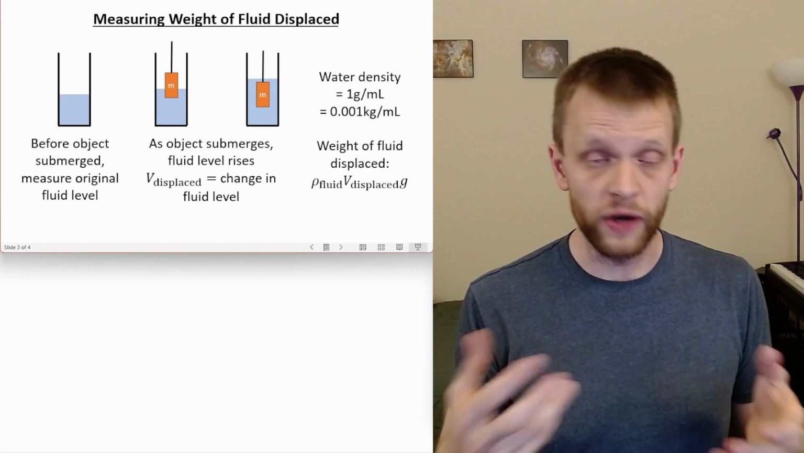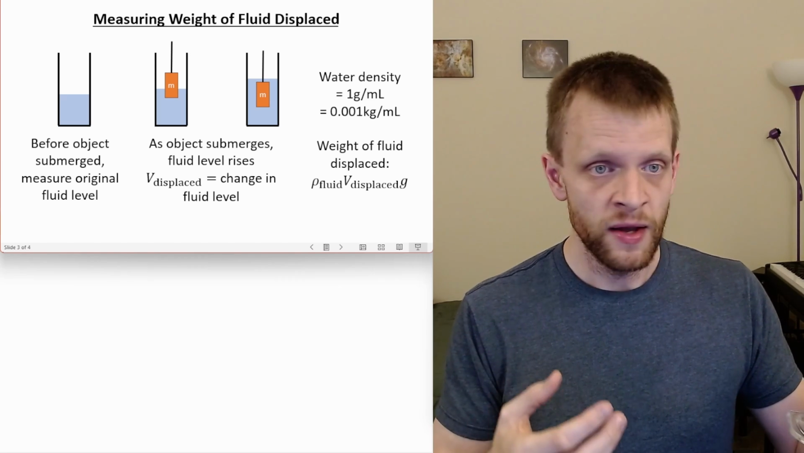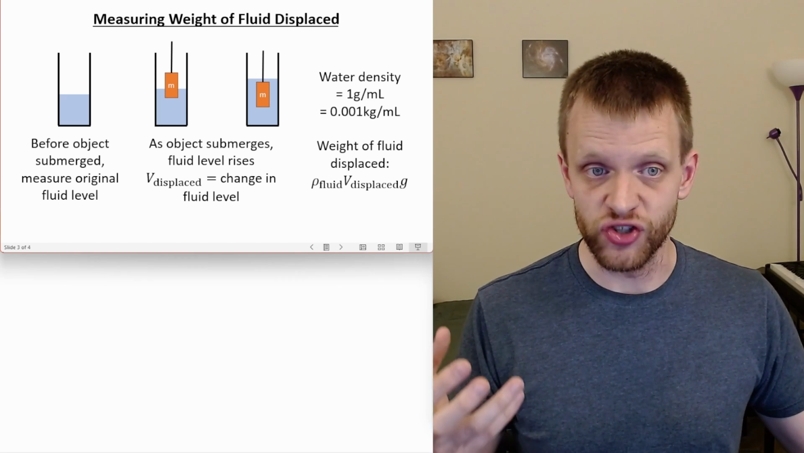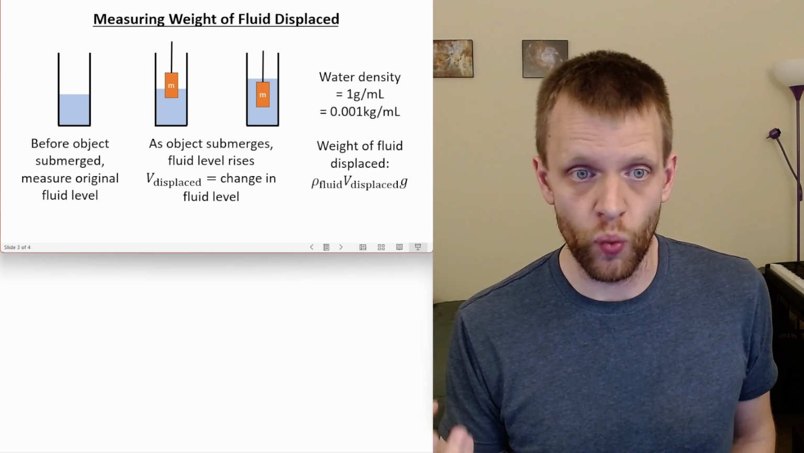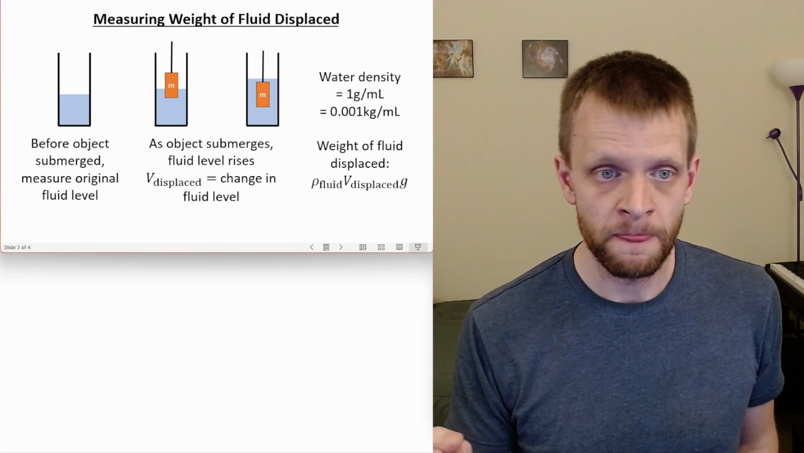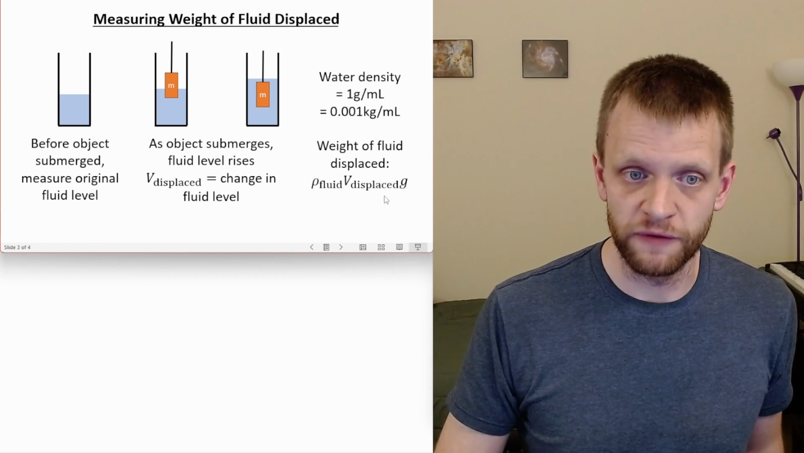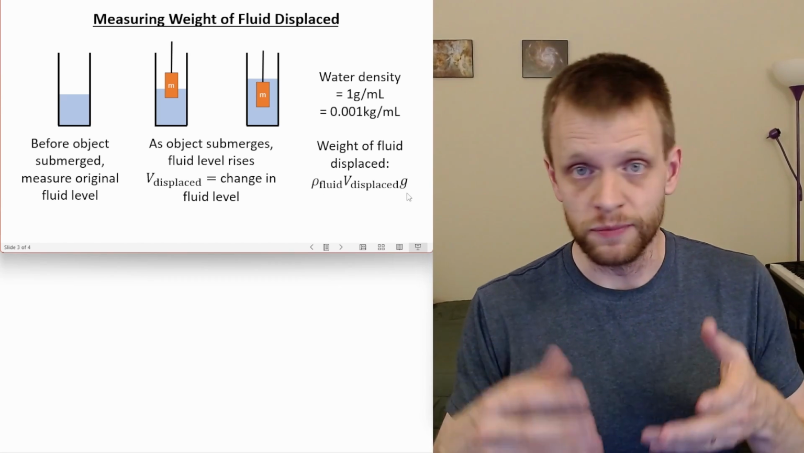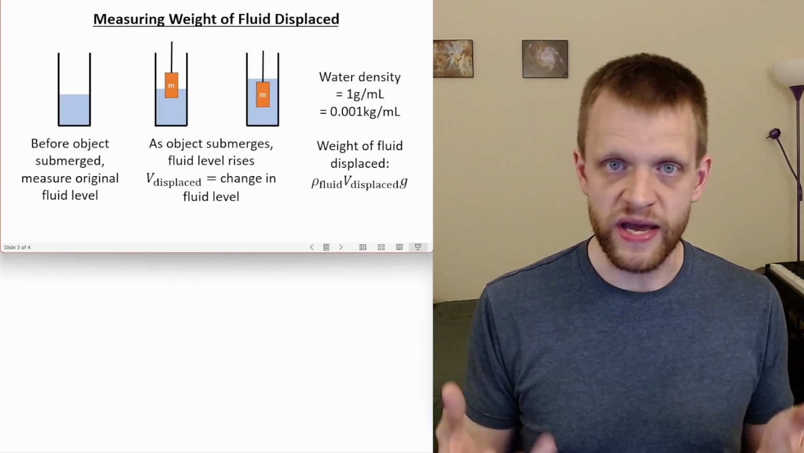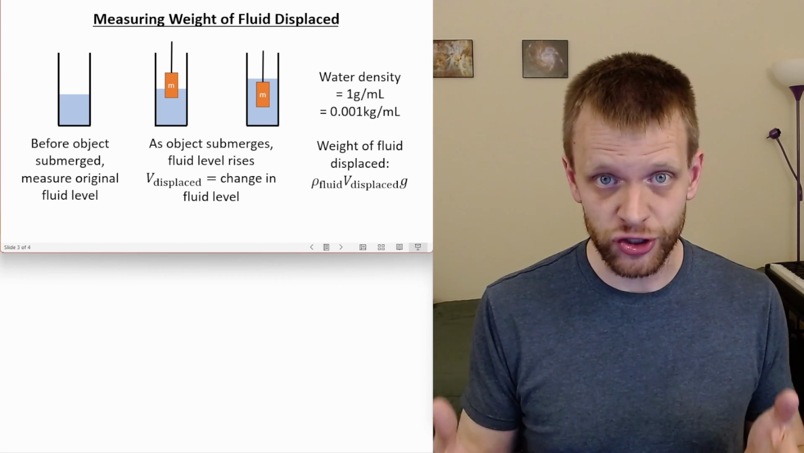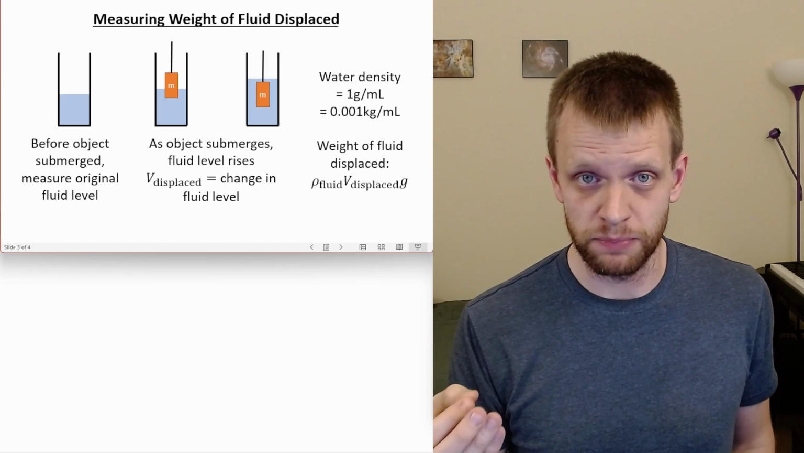And depending on what fluid you're using, for the first experiment, we're just going to use water. We know the density of water is 1 gram per milliliter, or 0.001 kilograms per milliliter. If I know the density of the fluid, and I've measured the volume displaced, and I know g on Earth is just 9.8 meters per second squared, we have a way of calculating the weight of the fluid that was displaced.